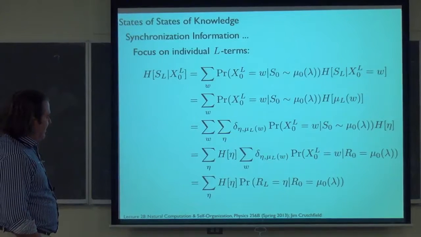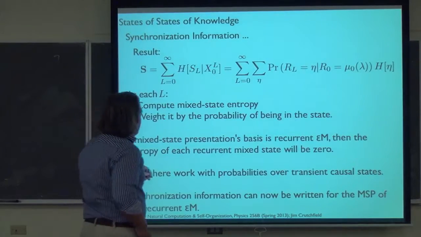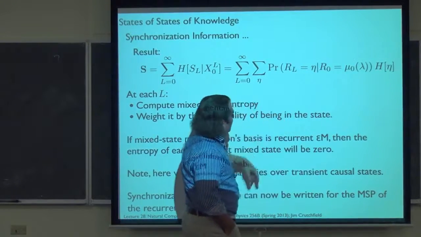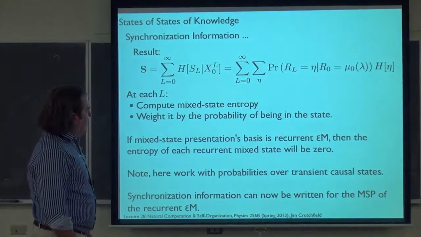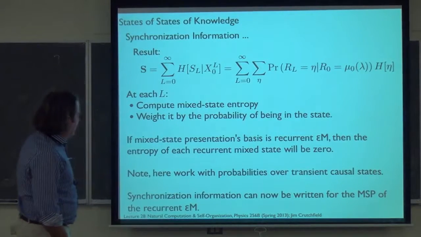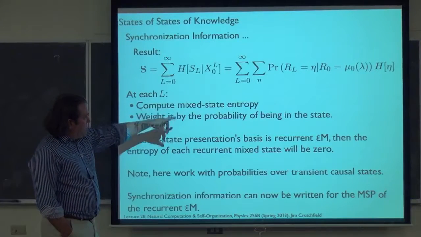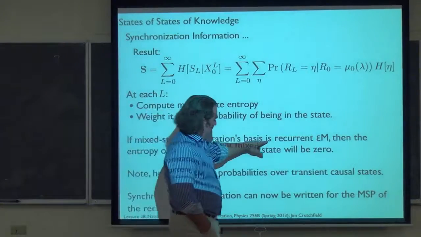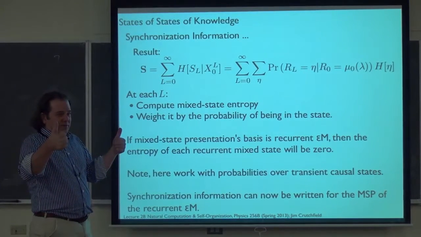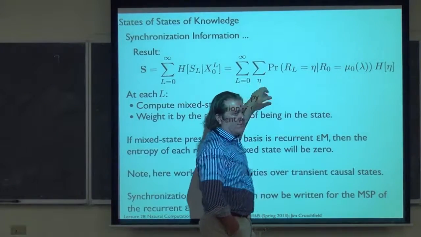So it's all this very similar manipulation. So the result is that rather than the original definition, we can just do this calculation over the mixed states: mixed state weighted state uncertainties. So at each L, we compute the mixed state entropy, and then you weight it by the probability of being in those states. Now, what's interesting is that the mixed states you run across here might at some point turn into those associated with the epsilon machine. Those will be the synchronizing words. Those don't contribute, of course, because the state uncertainty is zero. So the mixed states we're using to calculate this are transient mixed states.